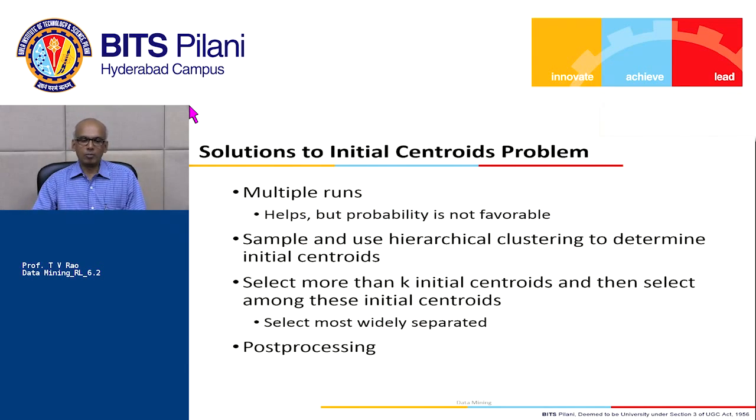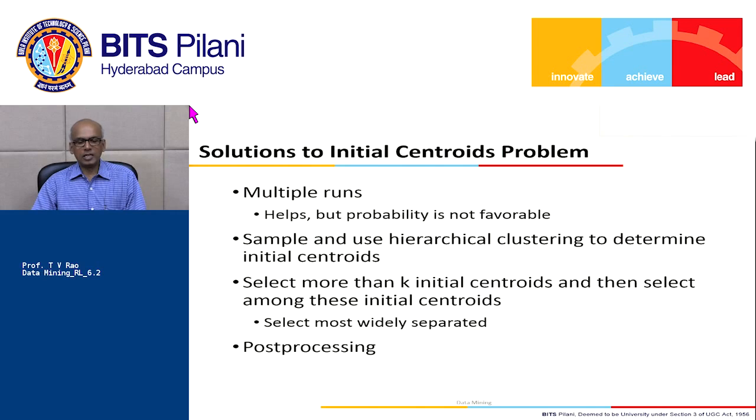So how do we solve the problem of getting the initial centroids right? One is that we may run with many possible combinations, but for a large K, the probability is not in our favor. In fact, we may have to run a million runs before we get one correct possibility, because once the K is large, as we have seen, the number of possibilities increases and the probability of getting it right is going to be smaller and smaller.